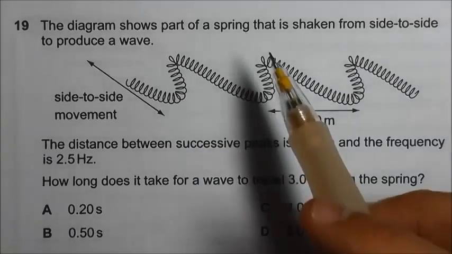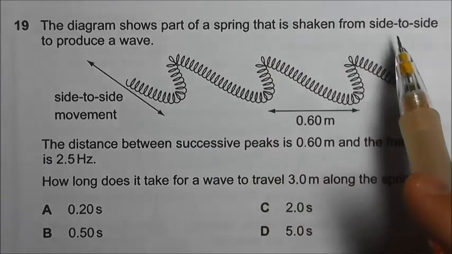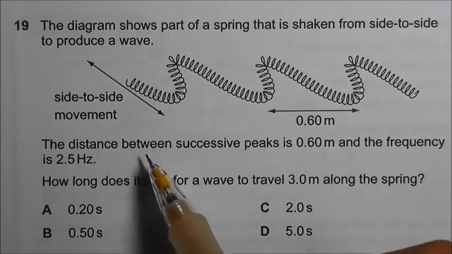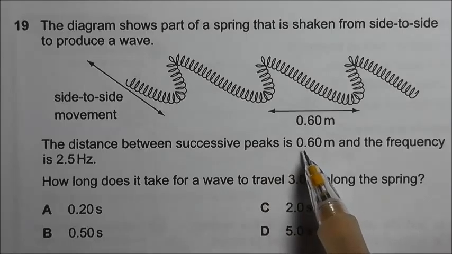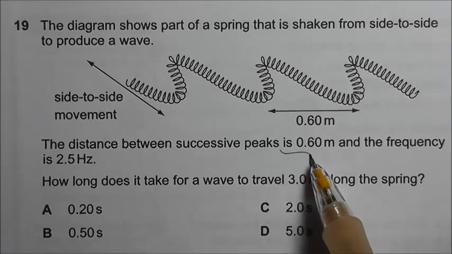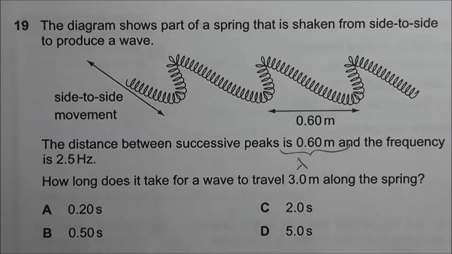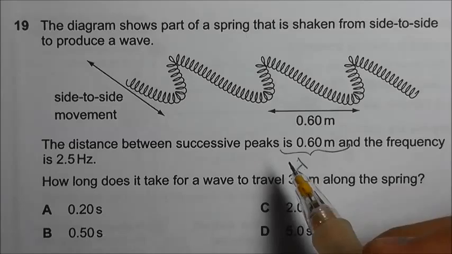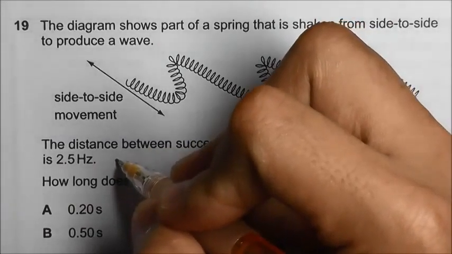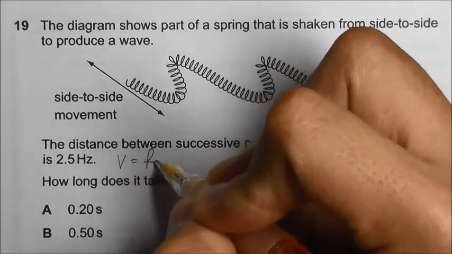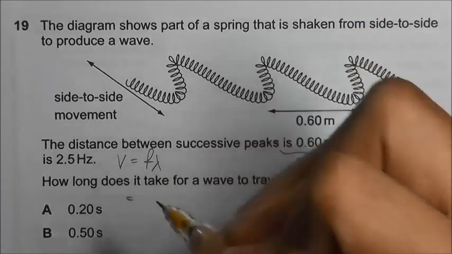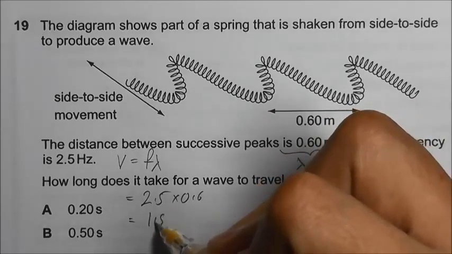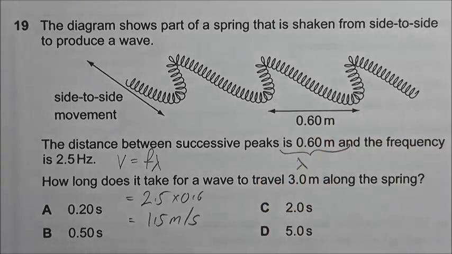Okay, we are shown part of a spring that is shaken from side to side to produce this wave as shown. So the distance between successive peaks, we are given that it is 0.6 meters. This is the wavelength, and the frequency is 2.5 Hertz. So with the frequency and the wavelength, we can find out what is the speed of the wave using the formula v equals f lambda. So that will be 2.5 times 0.6. We have 1.5 meter per second.